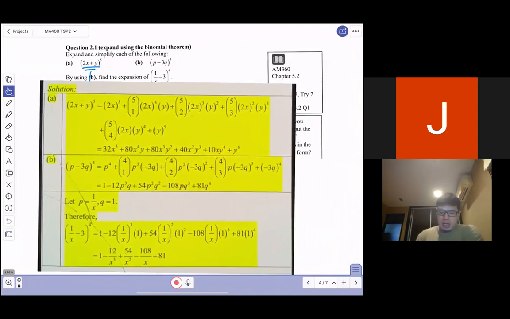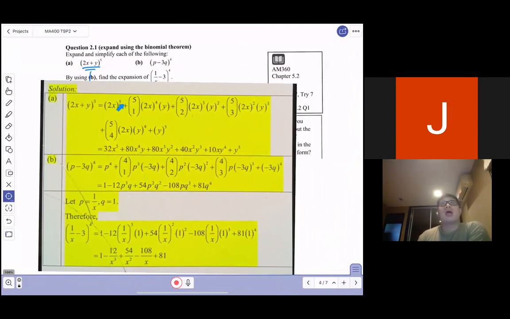Okay, so you can see a to the power n, n choose 1, a to the power n minus 1, b to the power 1, n choose 2, and so on and so forth. So it goes like that. And after that, simply make sure you calculate your coefficient until you get 80.